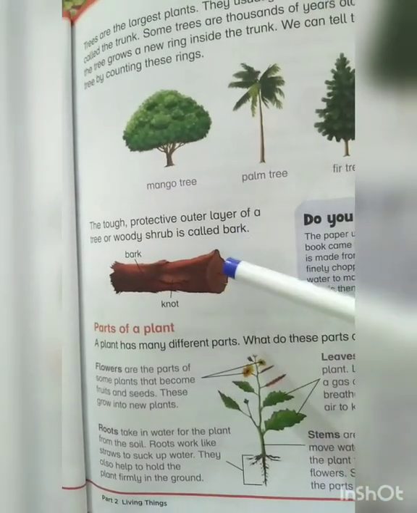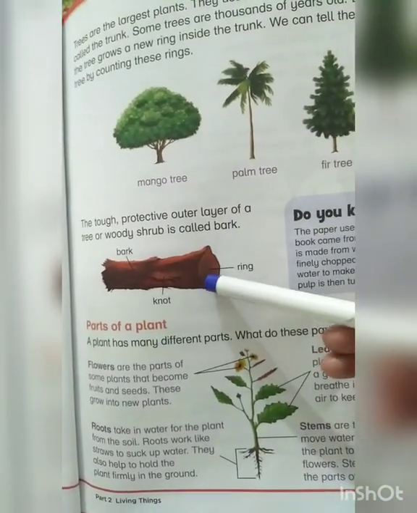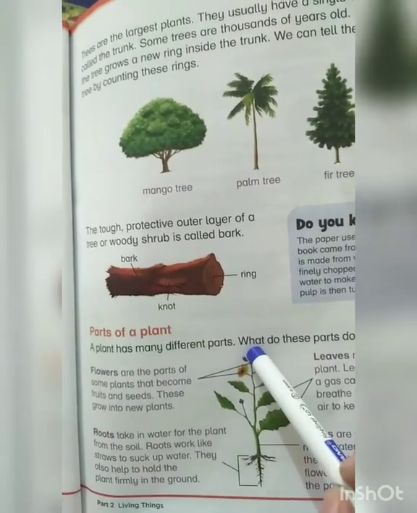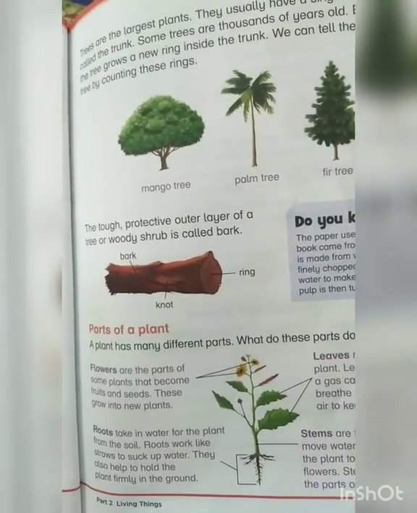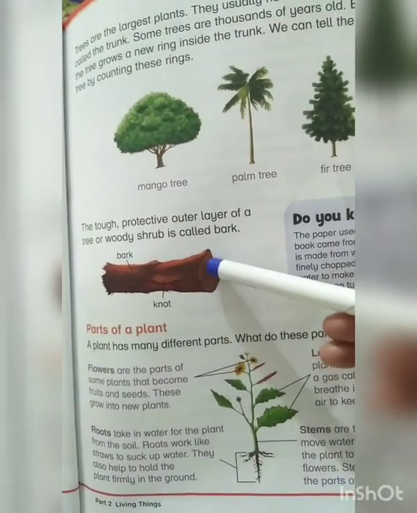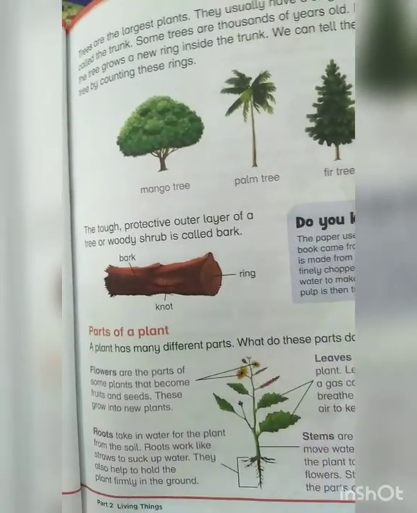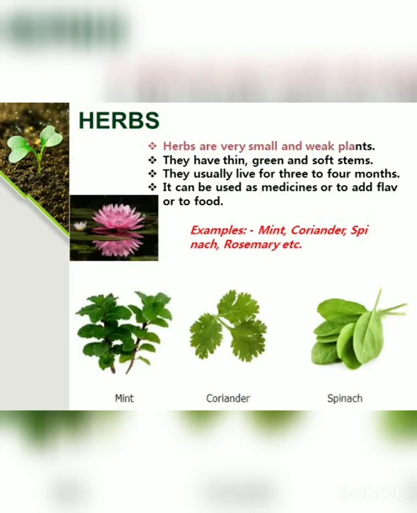See here. Inside that trunk, there are some rings. These rings are used to estimate the age of that tree. So next is herbs. Herbs are the smallest plants. Herbs are small plants and they have green and tender stems.